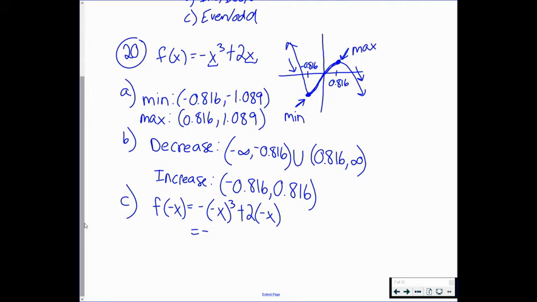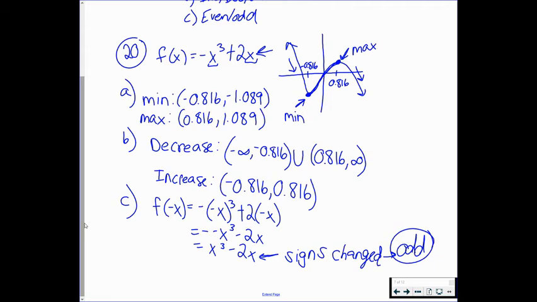Negative x cubed, a negative times a negative times a negative is just negative x cubed. 2 times negative x is negative 2x. This double negative does make that a positive x cubed minus 2x. Now, since we've simplified this, as you compare these signs with these signs, you'll notice that the signs changed from negative to positive, positive to negative. Because the signs changed, all the signs changed, this function is odd.